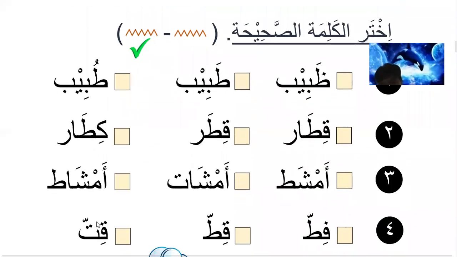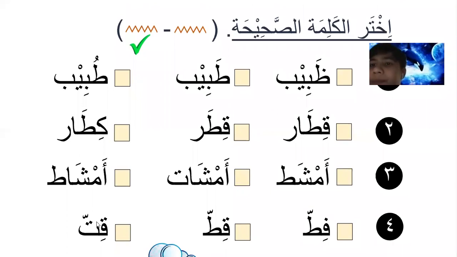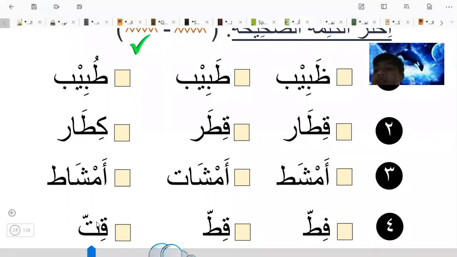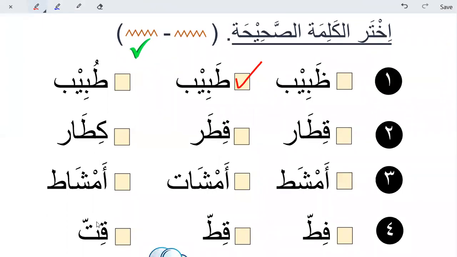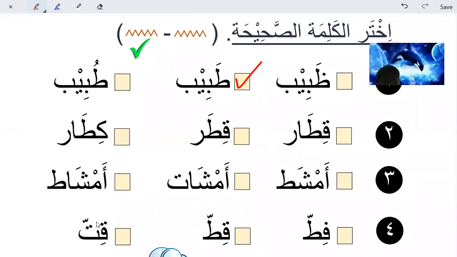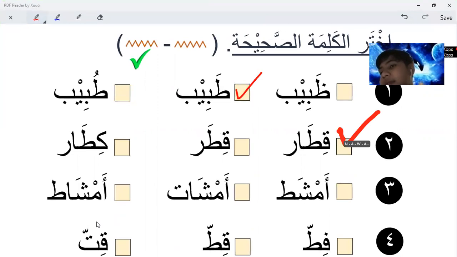Ikhtar al kalima al sahiha. Choose the correct word. The second one. Tabib, okay. Meaning? A doctor. Good. Guitar. I believe it. That one. Which one? Yes, correct.